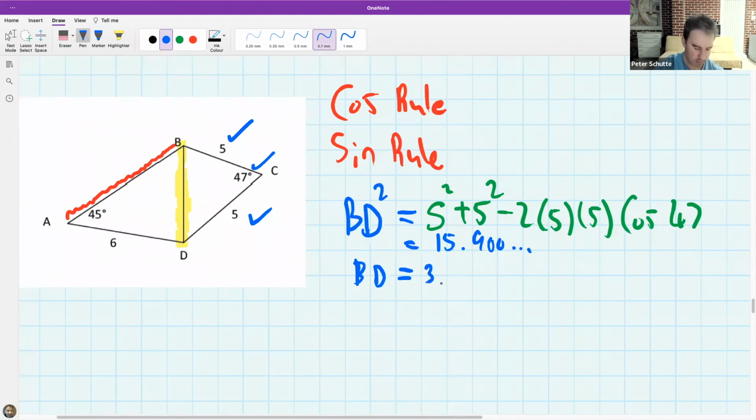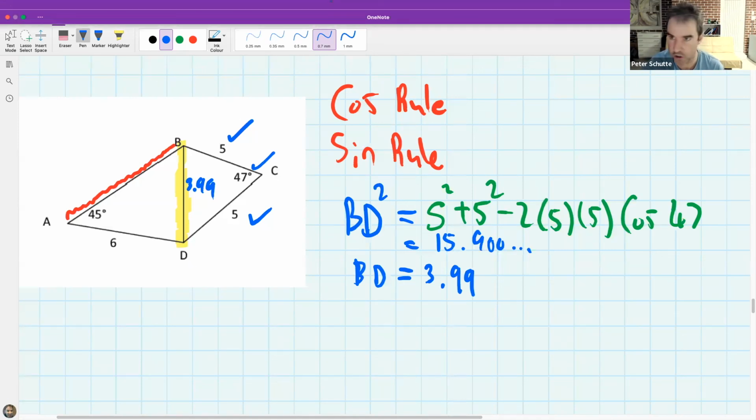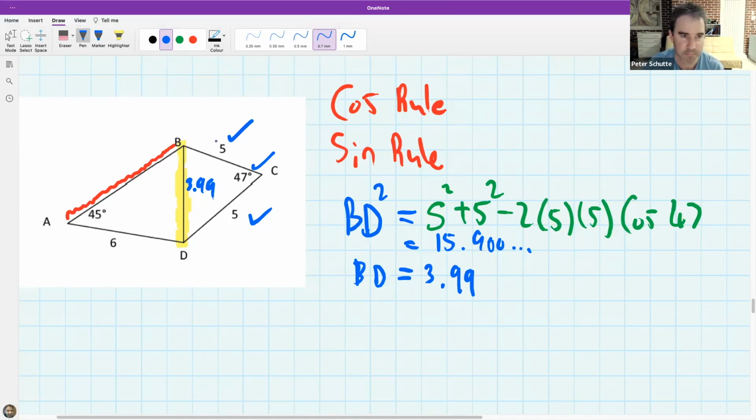Okay, so if we're rounding off to two decimal places, we should get 3.99 for this length over here. Now, if we've got 3.99, then I want to know what is the next step, because remember, we're going on a journey. We're like Frodo in the Lord of the Rings. I don't know if you guys watch Lord of the Rings, but anyway, we're going on a journey and we're trying to get to AB, and we've got another side.